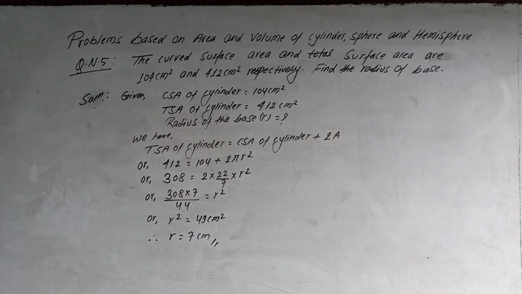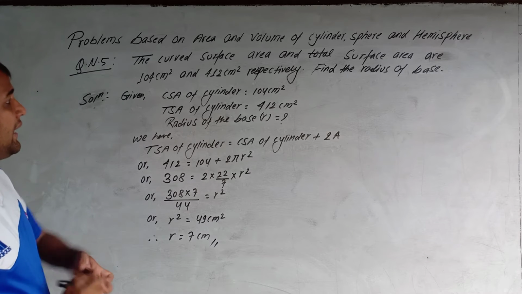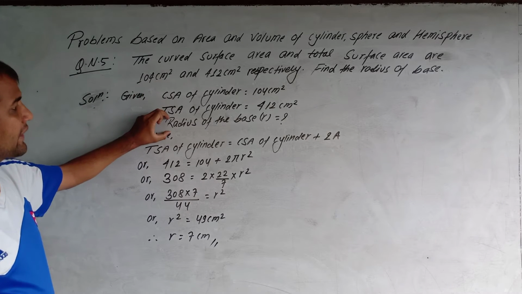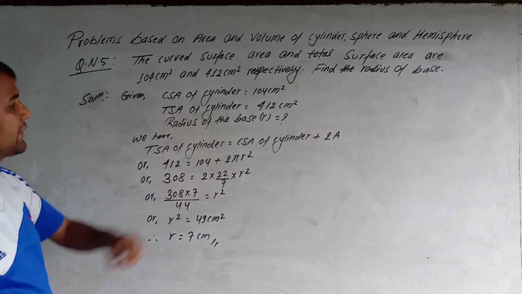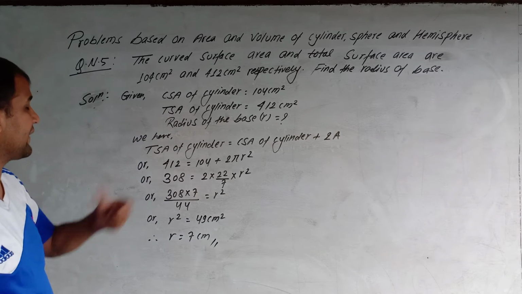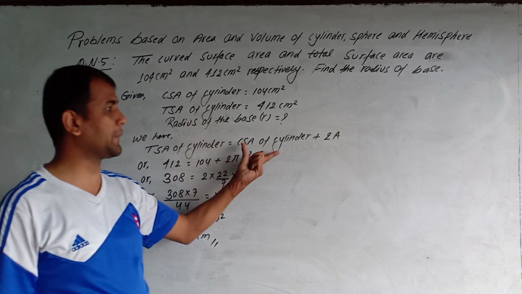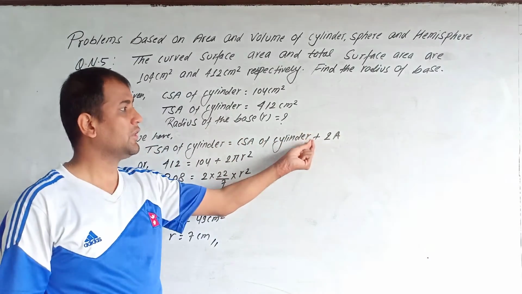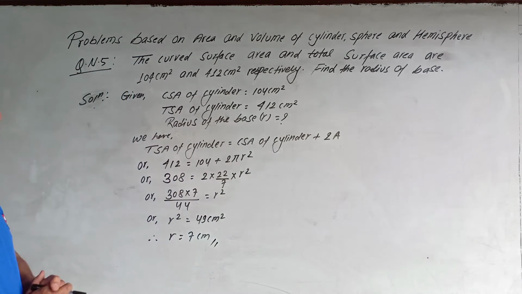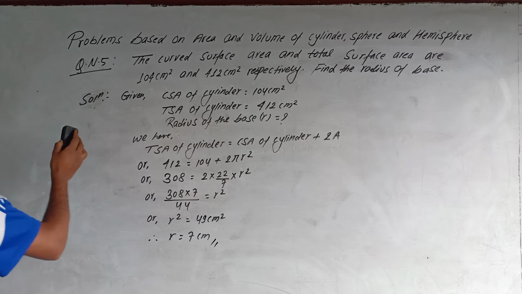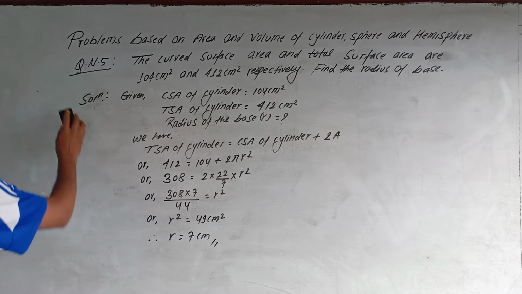In this way, when the curved surface area and total surface area of the cylinder are given, we find the radius of the base by using this formula. That is, total surface area of cylinder is equal to curved surface area of cylinder plus 2 times the base area. So we discussed our 5th question, and the next is related to the sphere.